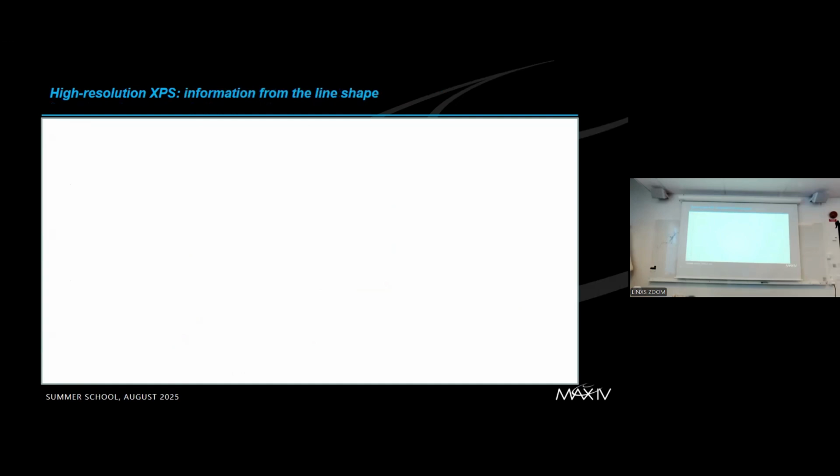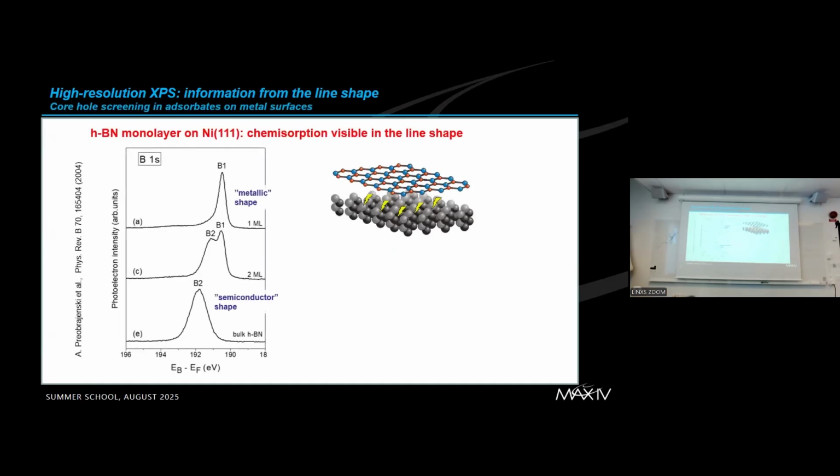What else? Sometimes we can learn many things also just by looking at the line shapes in the experiment. Here's another example. This is not graphene. This is a monolayer of boron nitride, where each boron is surrounded by 3 nitrogens, and each nitrogen is surrounded by 3 borons. So if you grow a monolayer of this material on nickel 111, which is lattice matched, we don't create any corrugation. And we are looking at the boron spectra.